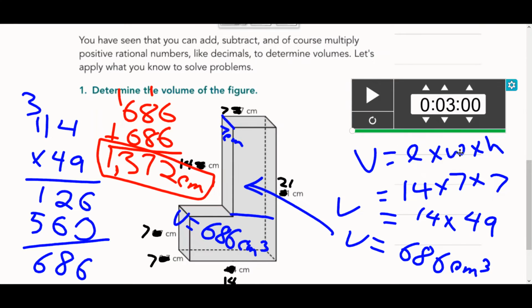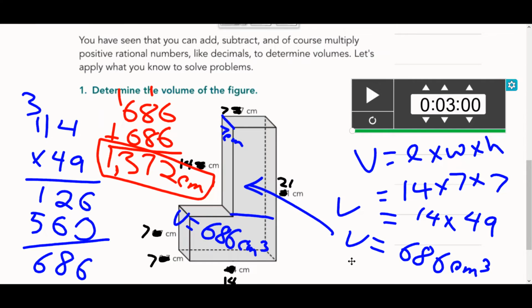So length times width times height, and the length is 14, the width is 7, and it's kind of hard to find the height here. You had to come all the way back over to here. See, this line is 7, so that means this line is 7, this line is 7, this line is 7. So 14 times 7 times 7, 14 times 49, 686 centimeters cubed.